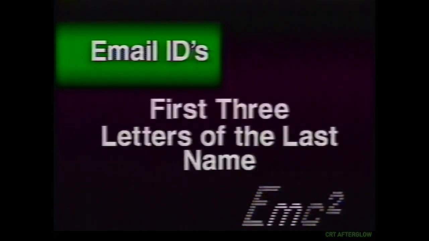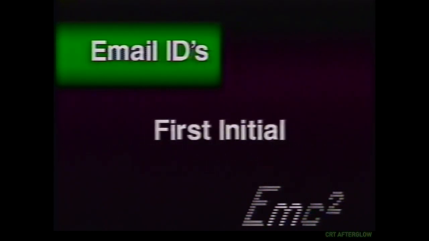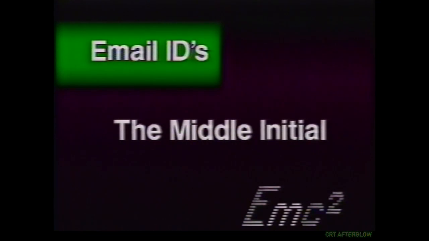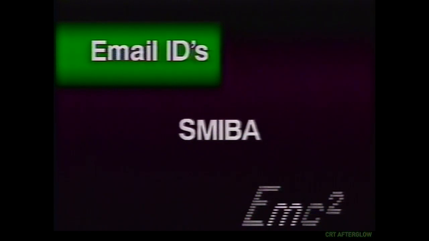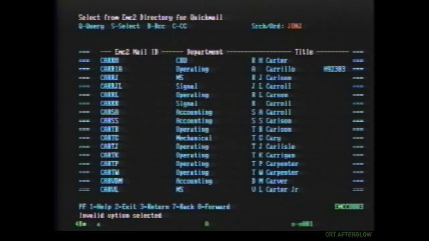By the way, many email IDs begin with the first 3 letters of the last name, then the first initial, and finally the middle initial. B.A. Smith's email ID is probably SMIBA. This isn't always true, but it's a good rule of thumb. After you've typed JONJ, press Enter.